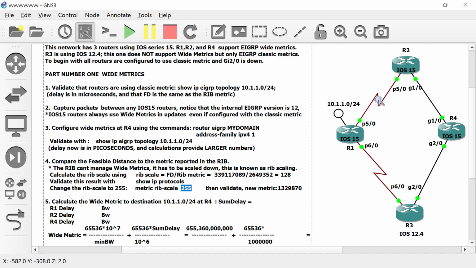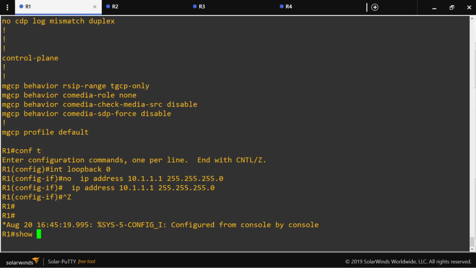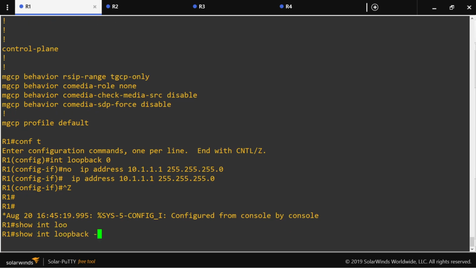So let's go to action item number 5. Calculate the wide metric to destination 10.1.1.0/24 at router 4. So we'll have to go into each router and gather the necessary information. So let's go to router 1 and issue show interface loopback 0.